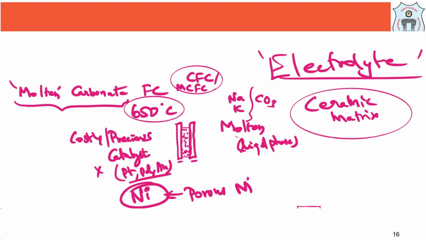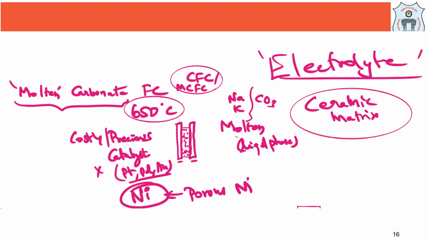These electrolytes can be taken in a ceramic base. These liquids will be filled in the capillaries of this porous ceramic membrane, and on both sides we have the anode and cathode.